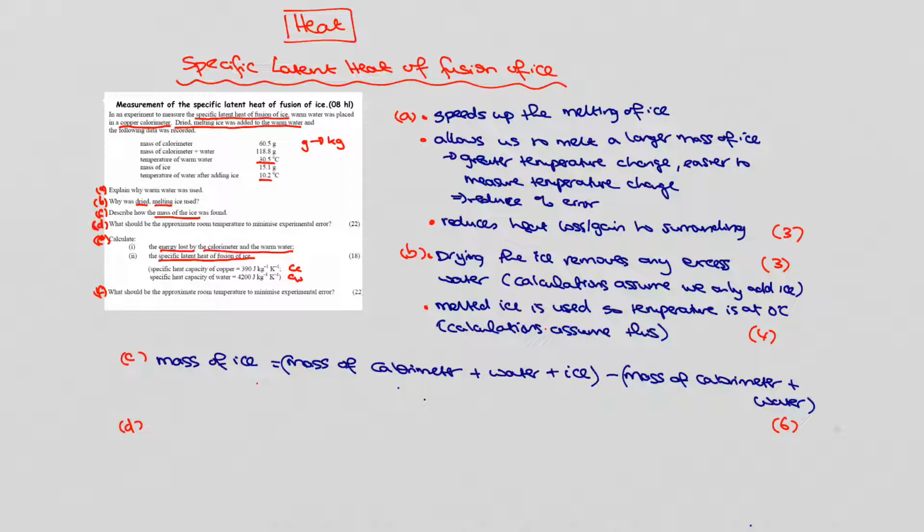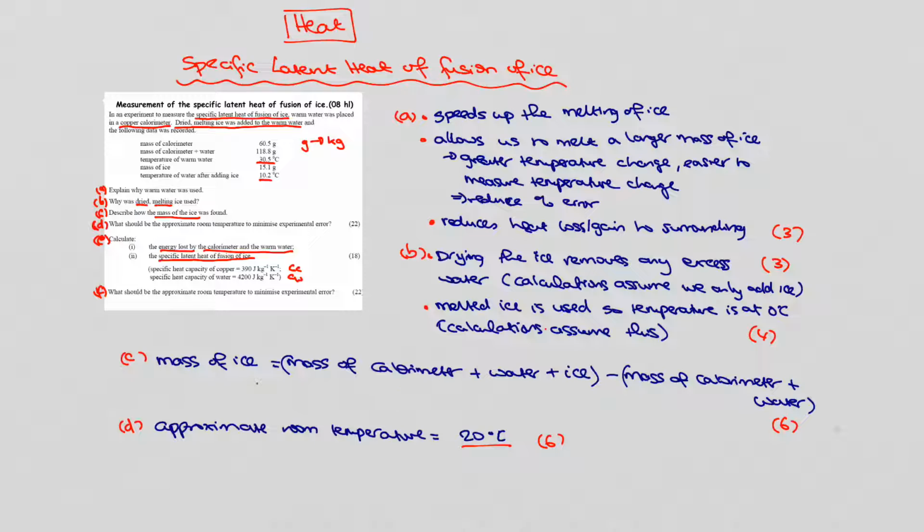So in other words, the approximate room temperature is halfway between the start and the final. So it should just be halfway between those two values, which is, of course, halfway between 30 and 10, which is 20 degrees Celsius, okay? And again, that was 6 marks.